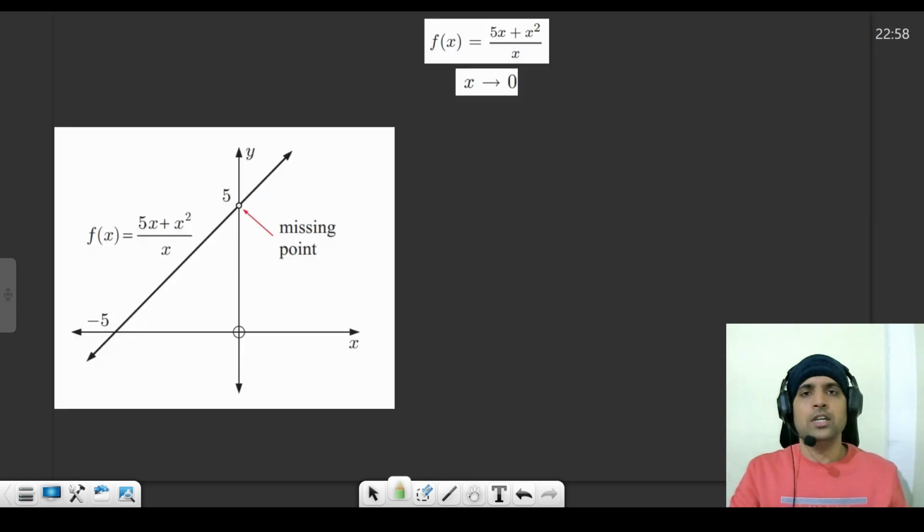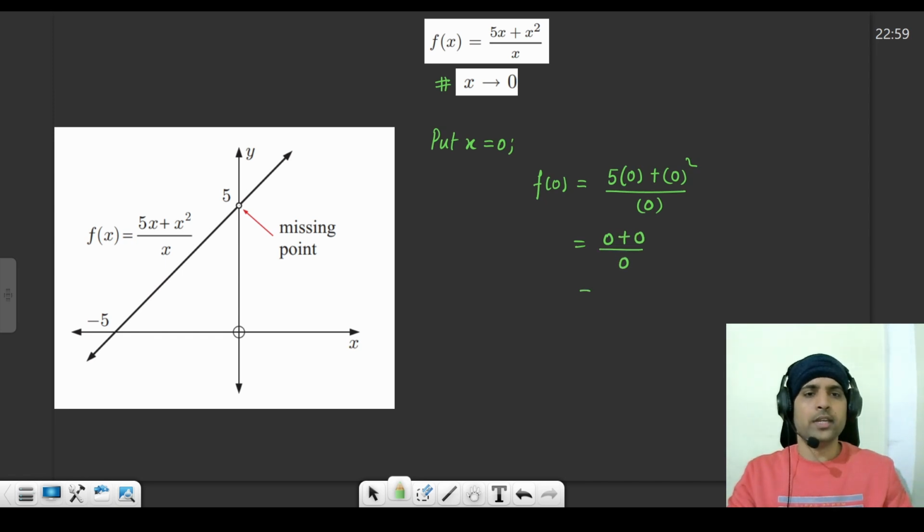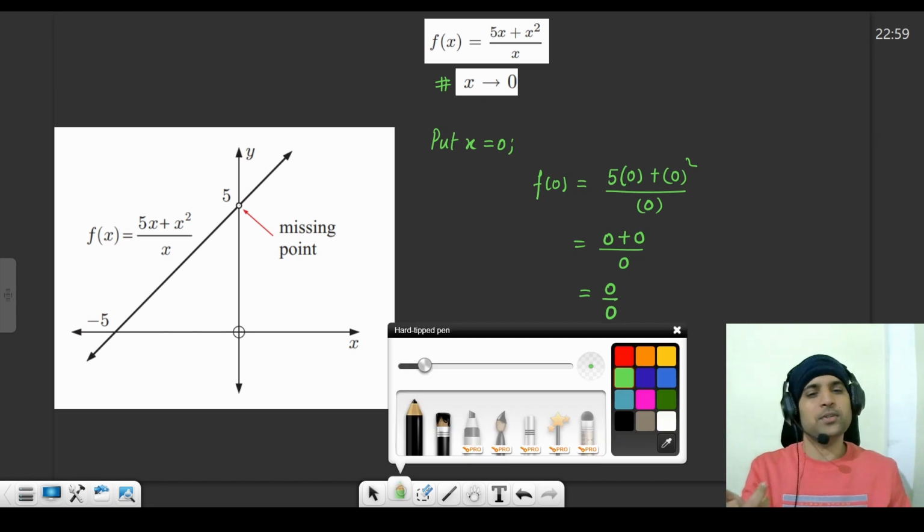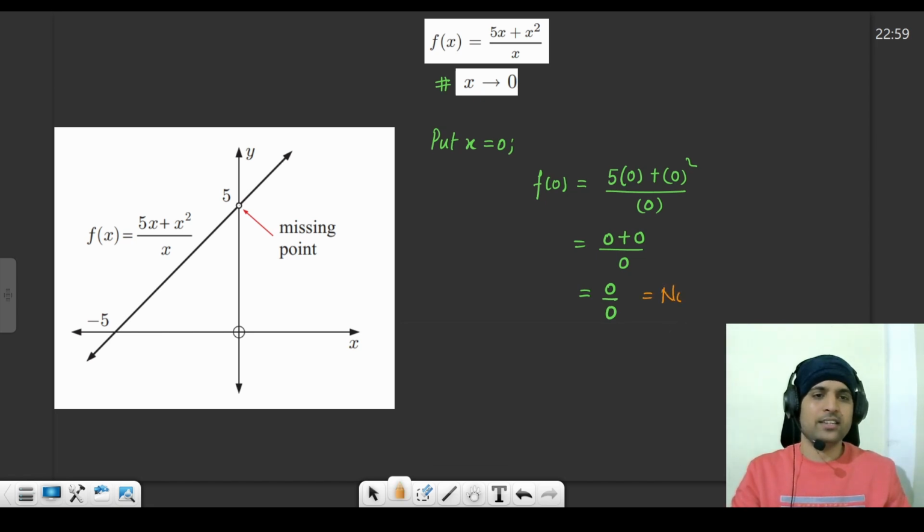Let's see. So this is the function, and what we are doing here is taking the value of x approaching 0. It will not be equal to 0. See what will happen when x becomes 0. If you put x equals 0, let's see what happens to the function. f of 0, instead of x we substitute 0, obviously: 0 square divided by 0. 5 into 0 is 0, 0 square is 0. So what are you getting? 0 over 0. And this 0 over 0 does not have any value. It is not defined. So at x equals 0 the function does not have any value. The function is not defined at that point.